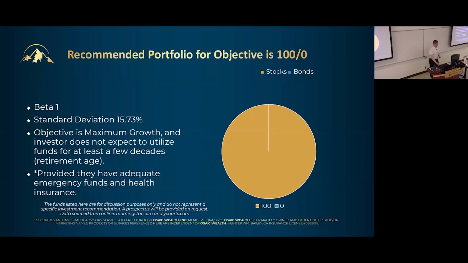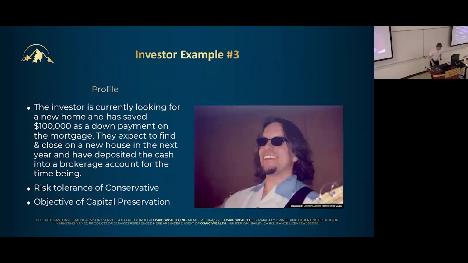So moving on to our third example. Now we've got an investor that's currently looking for a new home. Oh, this might sound a little familiar from several classes ago. And he saved $100,000 as a down payment on the mortgage. He expects to find and close on a new house in the next year. So 1-year time horizon, and he's deposited the cash into a brokerage account for the time being. He's got a risk tolerance of conservative and an objective of capital preservation.